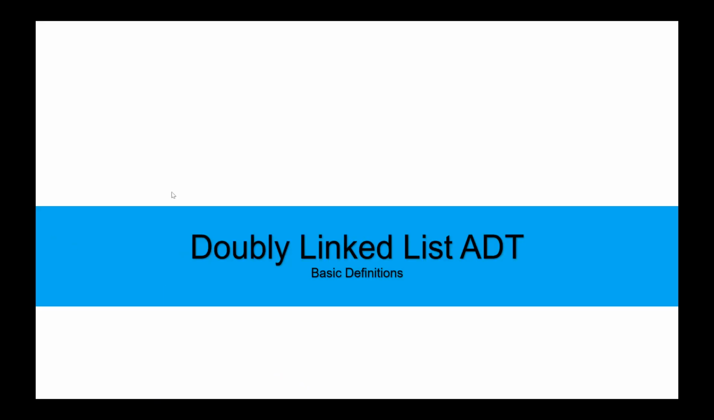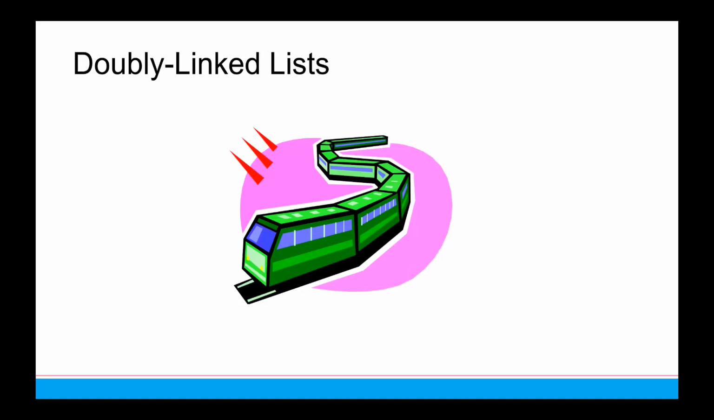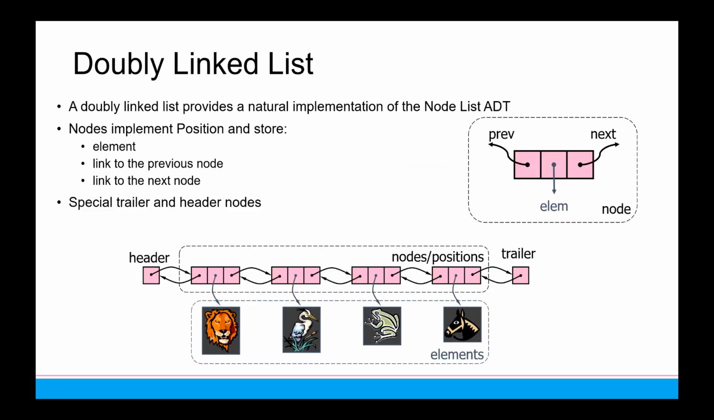The doubly linked list. In the doubly linked list, we see this figure. So it is a train. And the idea of this linked list is similar to the train. A doubly linked list provides a natural implementation of the node list ADT.